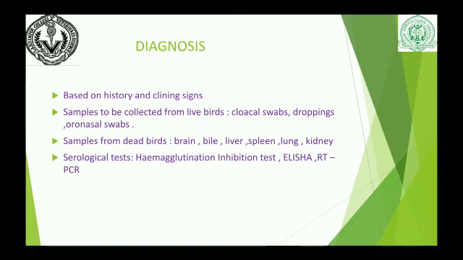But an important thing to remember at this point is that no lesion or clinical sign is specifically pathognomonic for this disease. So to confirm this disease, we have to do isolation and characterization of the virus, which can be done only through serological tests, which include hemagglutination inhibition test, ELISA test, RT-PCR, etc.